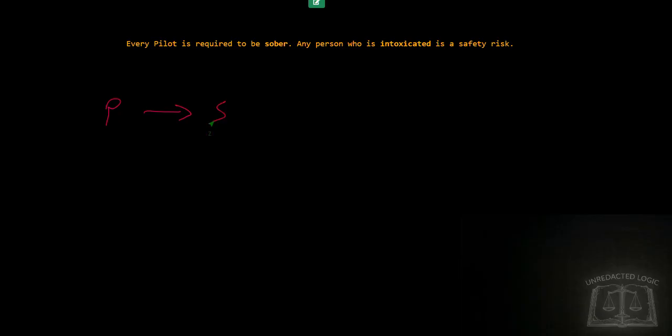Any person who is intoxicated, which is the logical opposite of sober, so we should diagram that as not S, is a safety risk. So if you're not sober, then you are a safety risk. I'll diagram that with R since we've already used S as a variable. And again, we'll take the contrapositive of the second one in order to connect it into a chain.